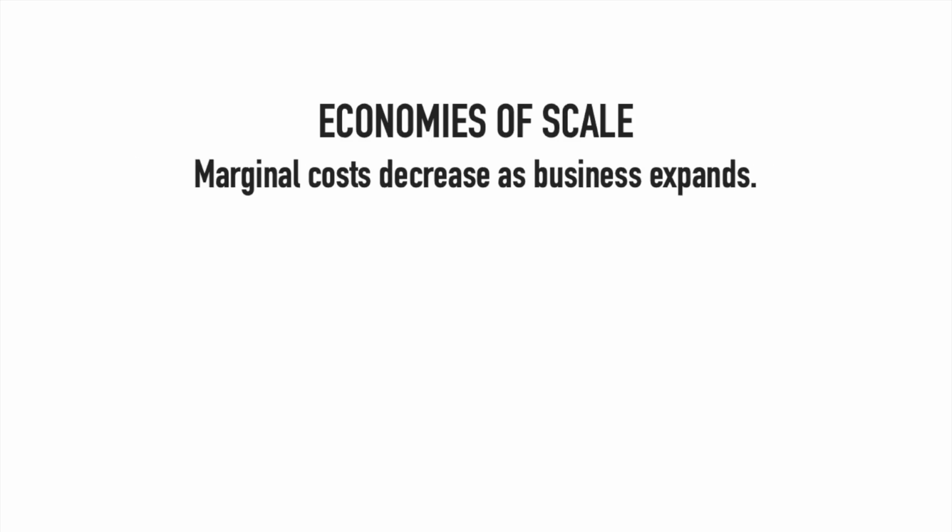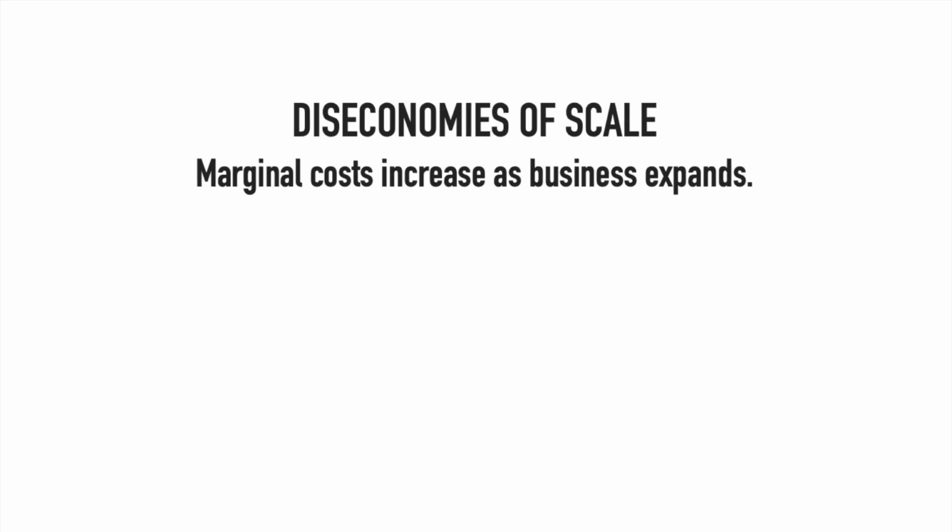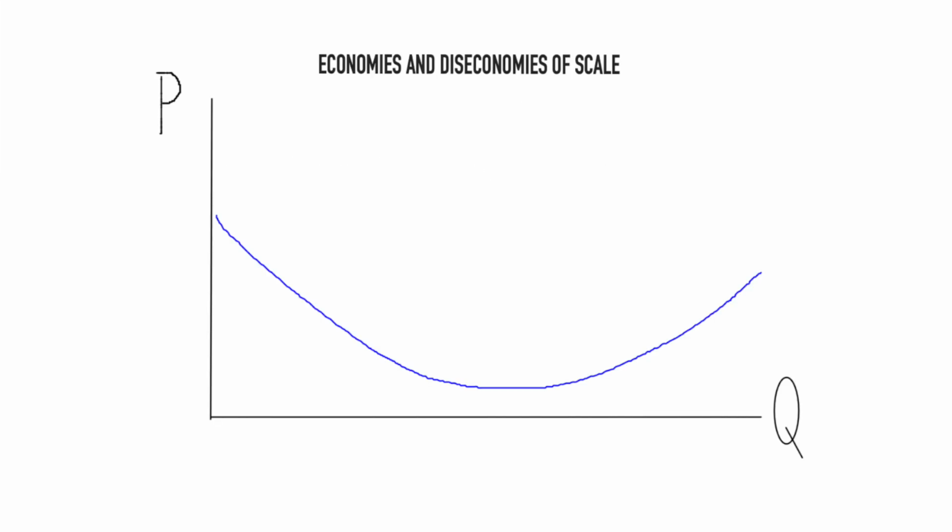Now, the last topic I'm going to cover in this introduction video is the concept of economies and diseconomies of scale. An economy of scale is when marginal costs decrease as the business gets larger. We were looking at marginal costs earlier. Well, if you were to grow your business, would those marginal costs decrease? And if so, it's an economy of scale. A diseconomy of scale is the opposite, where as the business gets larger, those marginal costs start to increase.